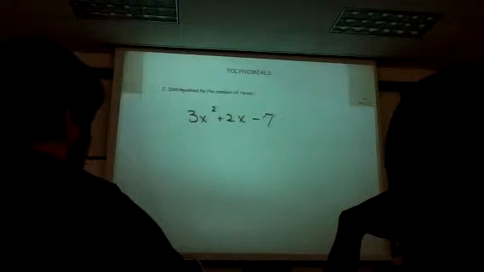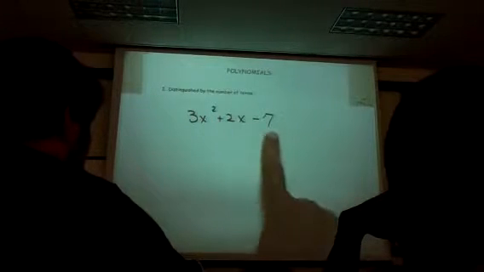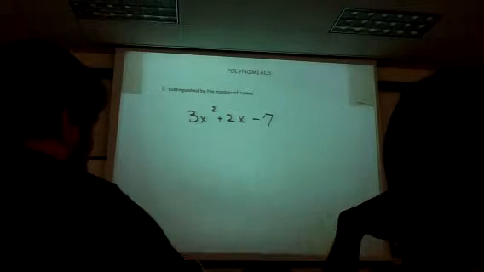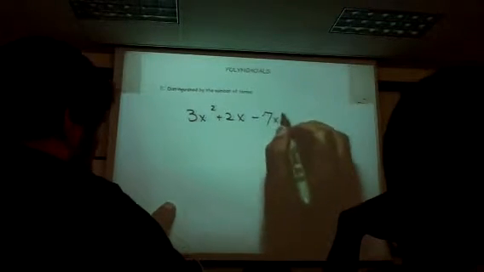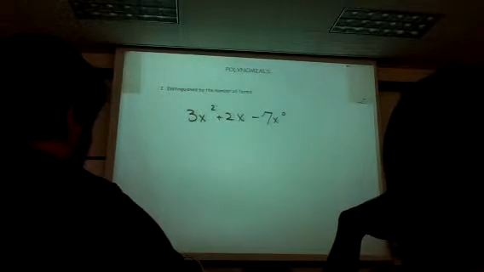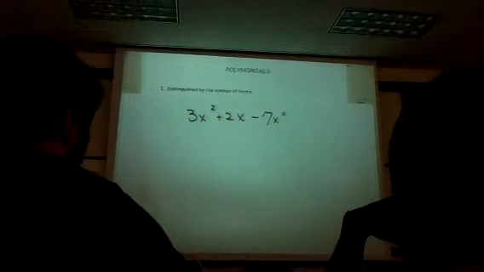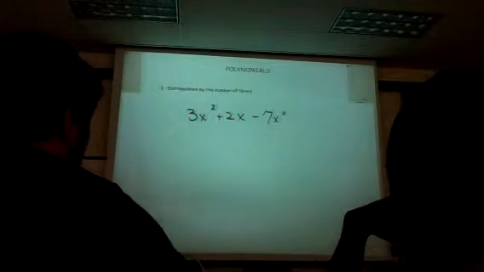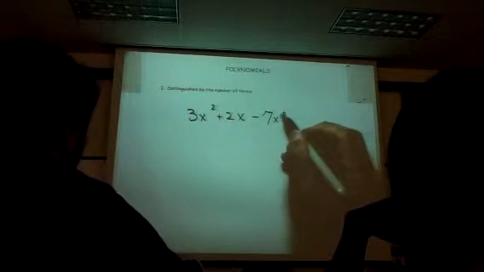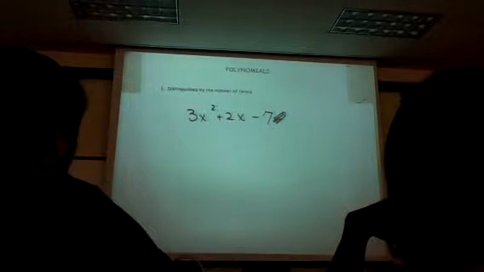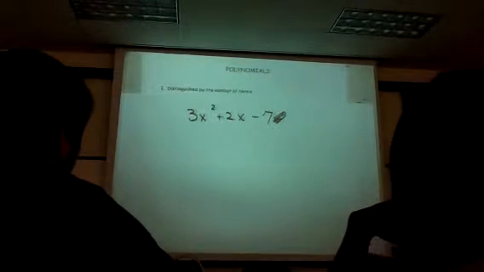x squared, x to the 1. And by the way, what's the power of x here? 0. Think about this. x to the 0 is the same as 1. So negative 7 times 1 is negative 7. But that's typically not how we write it. But that is, by the way, x to the 0 power. So this is standard form.